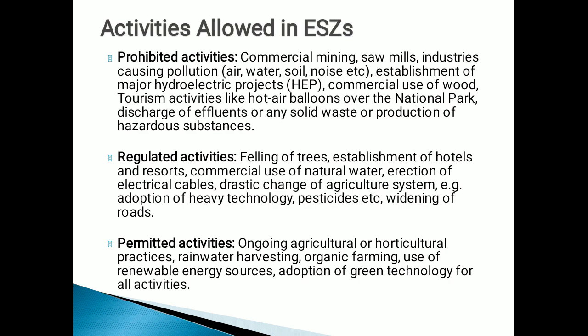There are prohibited activities, regulated activities, and permitted activities. Permitted are those which are going to even better the ecosystem, like agriculture and horticulture practices, rainwater harvesting, organic farming, and some green technologies. If you're using those, activities are permitted. But regulated activities are any kind of deforestation, construction of hotels or resorts, or any kind of heavy technology, which are regulated under the purview of the government, and you have to carry on these activities accordingly. And prohibited are the major establishments of trading, illegal poaching, causing any kind of pollution, and hydroelectric power plants. All these activities are prohibited.